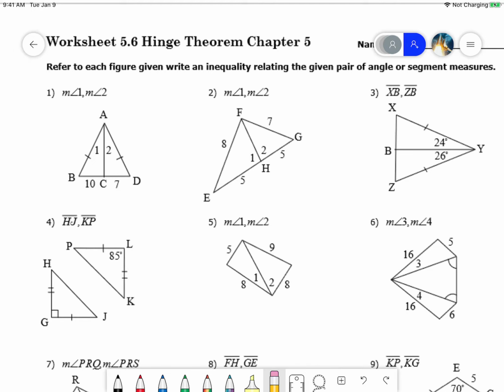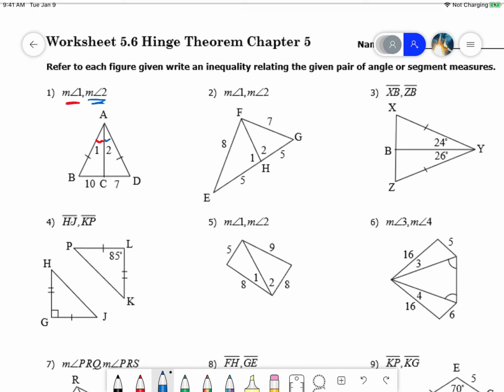So in the first three, what I'm asked to do is I'm given a set of values. So in this case, we have measure of angle 1, and we have measure of angle 2, and I'm asked to compare their measures. So the first thing I want to do is identify where angle 1 and angle 2 are in this diagram. Well, here's angle 1, and here's angle 2.